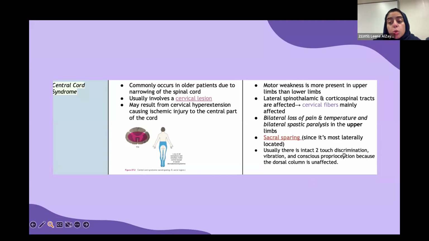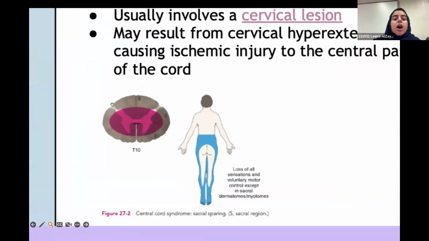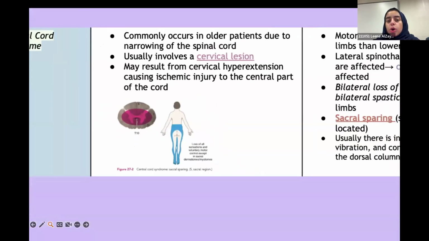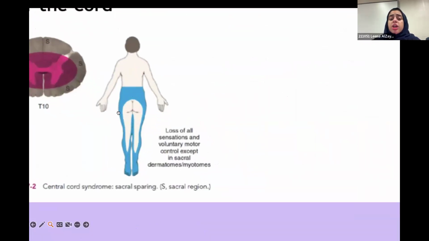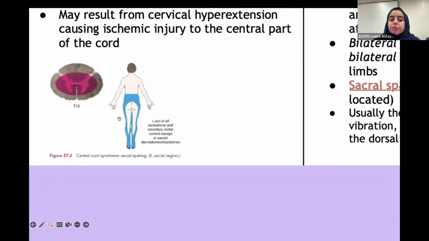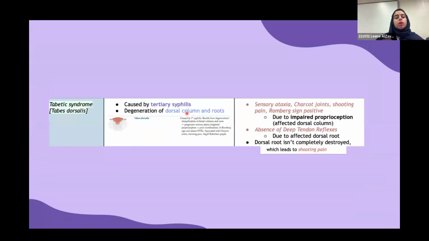Usually there's an intact two-point discrimination, vibration, and conscious proprioception, which is the dorsal column, because the dorsal column being here, it's usually very far from the canal for it to be affected. Okay, so you will have over here a loss of sensation and voluntary movement, except in the sacral dermatomes and myotomes. So you're going to have this shape because the sacral region is spared. Okay, guys, any questions? No? Okay.